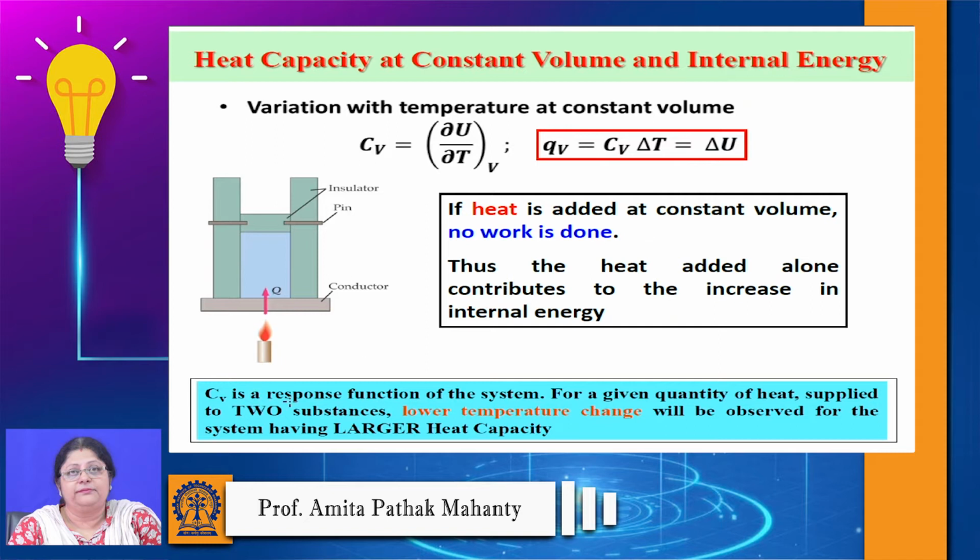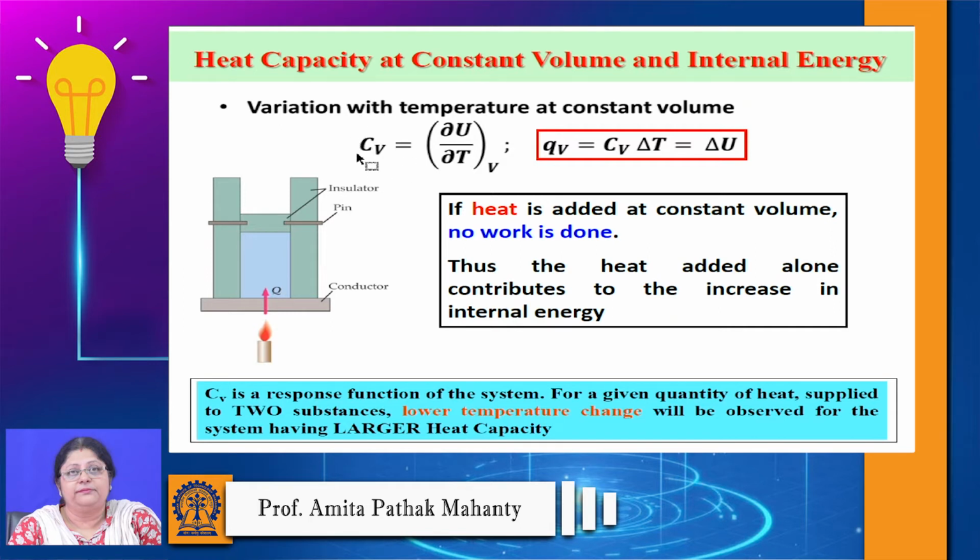CV, as you see, is a response function of the system for a given quantity of heat. Suppose some quantity of heat is supplied to two substances. The substance with the lower temperature change, see dT is in the denominator, will have a higher CV value.